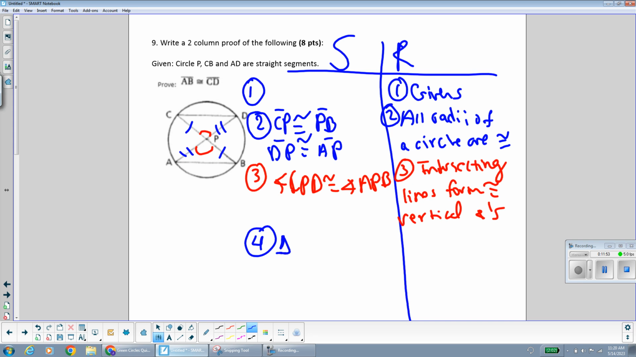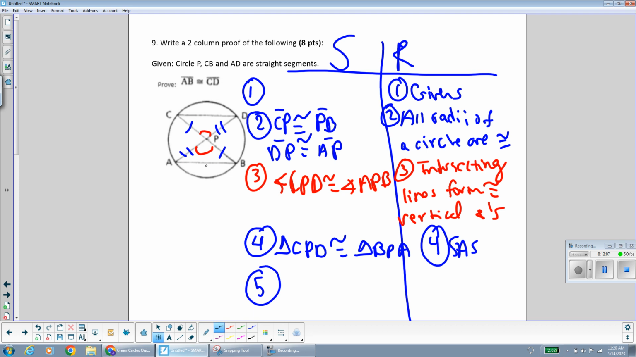Okay, triangle CPD is congruent to triangle BPA, SAS, and then from there, we can prove that AB is congruent to CD because we know the triangles themselves are congruent. So all the other corresponding sides and angles are also congruent due to CPCTC. And that's it.